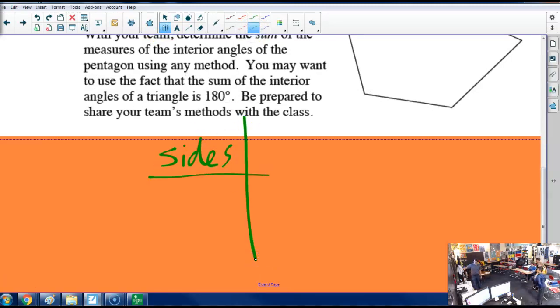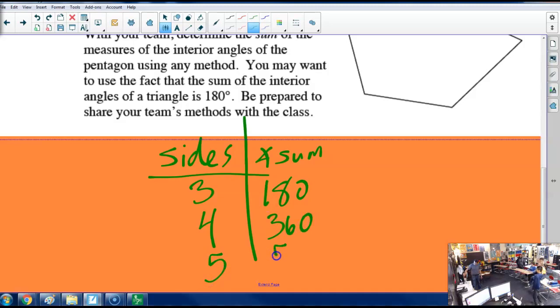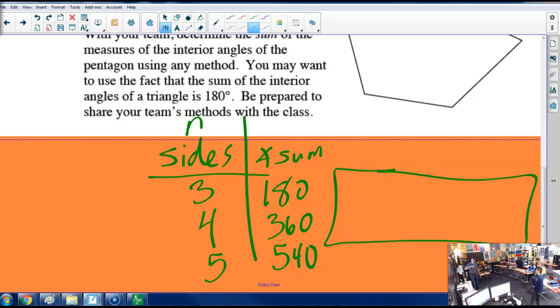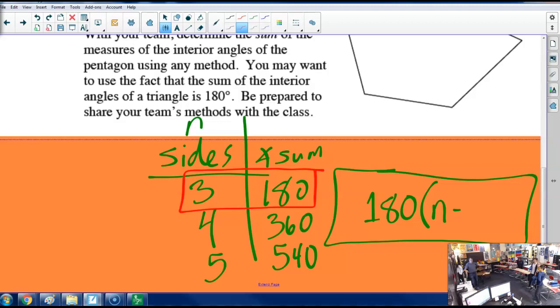So sides, angle sum. 3 sides is 180. 4 sides is 360. 5 sides would be 540. So in general, what could our rule be? If we say n is the number of sides, whenever you add a side, you add 180 degrees. So 180 times n minus 1? Let's check: what is n here? 3. So n minus 2. Ah, n minus 2.